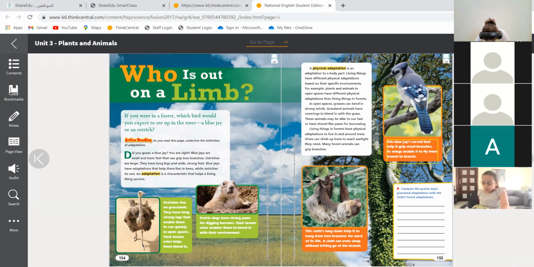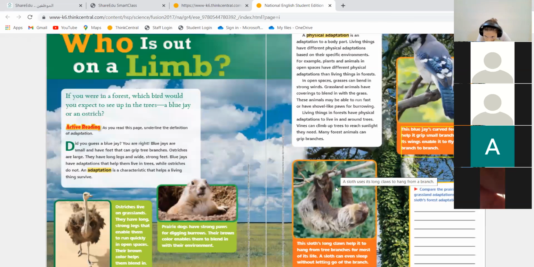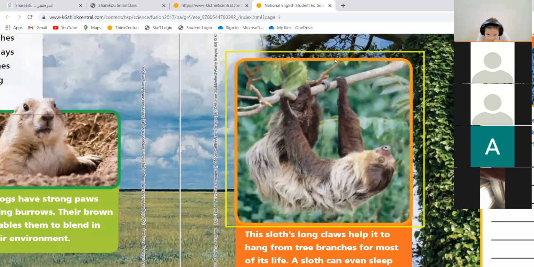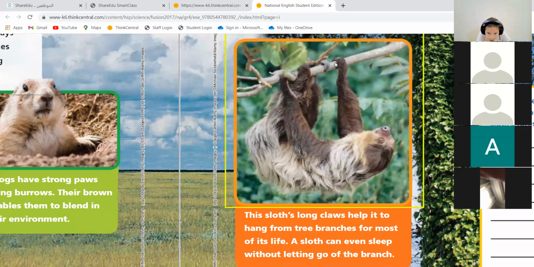A sloth. What about the sloth? A sloth has what? It has strong hands. What about the claws? The claws are very strong. Why? To help it hang for a long time.